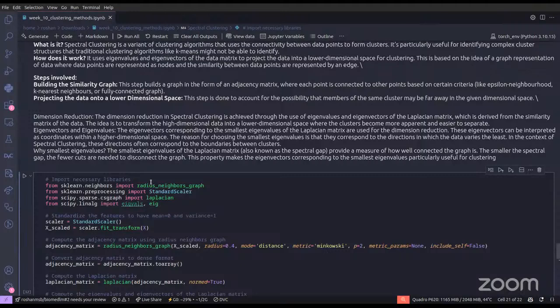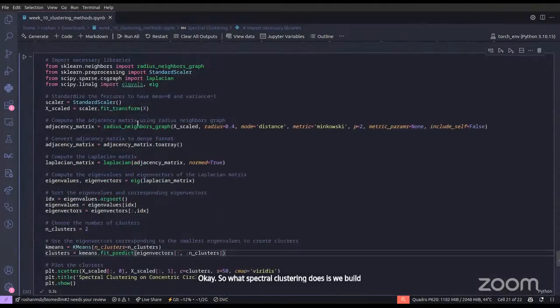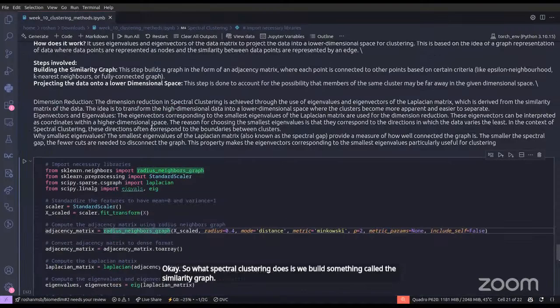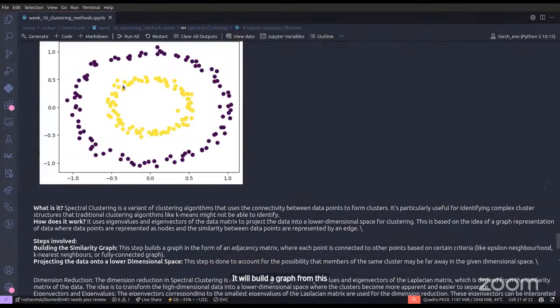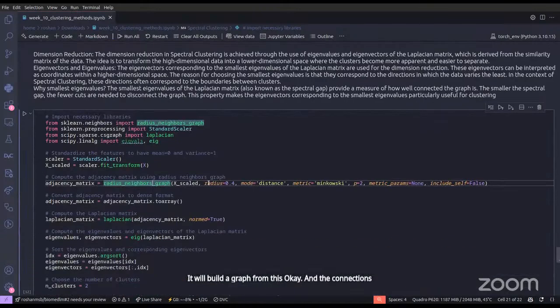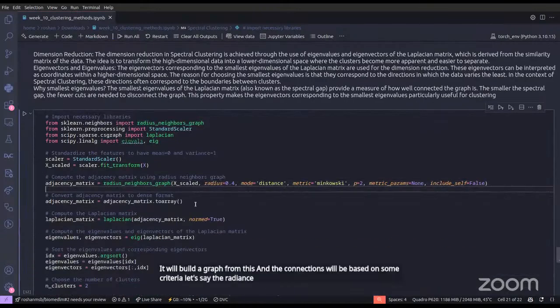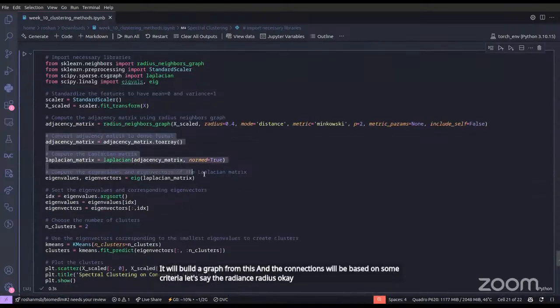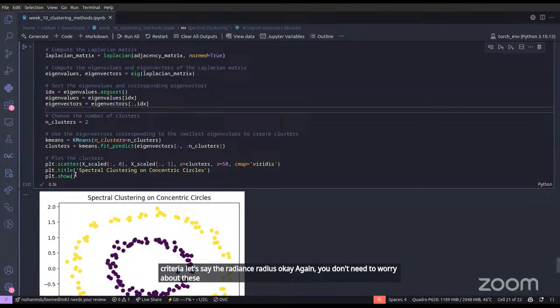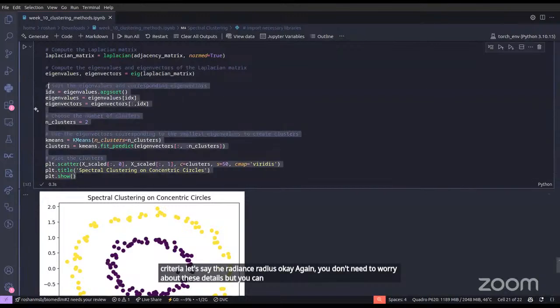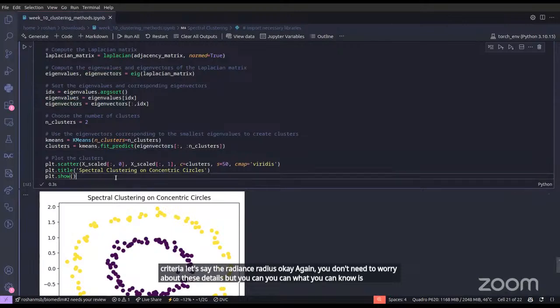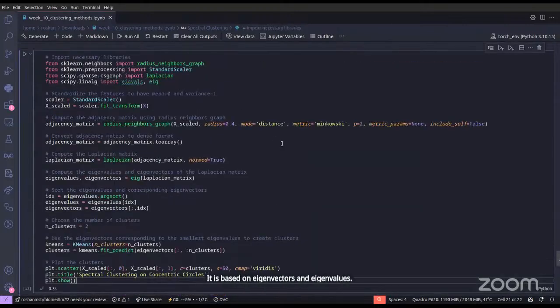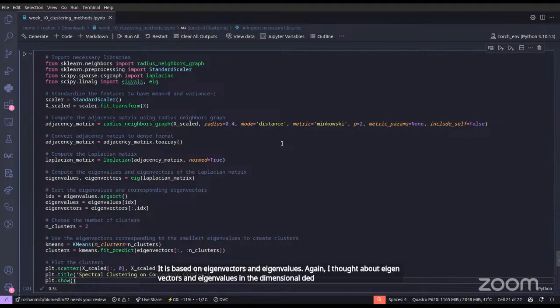So what spectral clustering does is it will build something called the similarity graph. Okay. It will build a graph from this. And the connections will be based on some criteria, let's say the radius. Again, you don't need to worry about these details, but what you can know is it is based on eigenvectors and eigenvalues. Again, I thought about eigenvectors and eigenvalues in the dimensionality reduction class for PCA. What are eigenvalues and eigenvectors? Why did we use them for the PCA case?